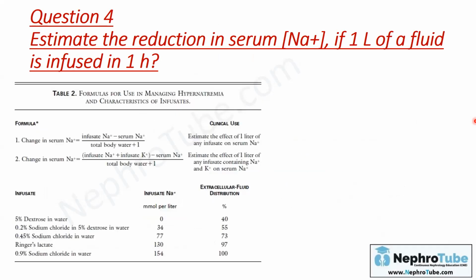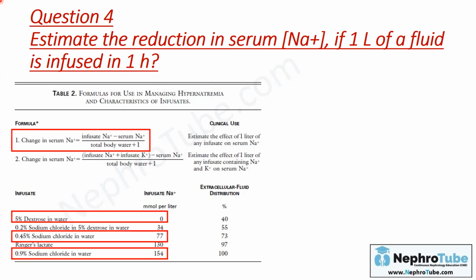Back to our patient. We decided to give the patient saline. Before we calculate what will happen from the saline, how will we estimate the reduction in serum sodium for every 1 liter of the fluid we will use in 1 hour? We will use the same equation we used in hyponatremia. The change in the serum sodium by any liter of a fluid in 1 hour equals infusate sodium minus serum sodium, over total body water plus 1.